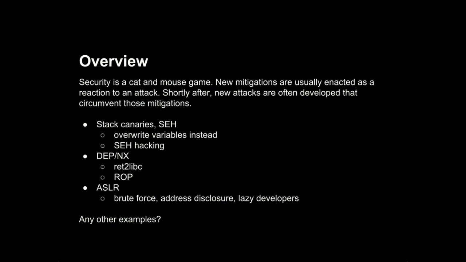So can anybody think of any other examples of mitigations and then the security community's response to them? This is not limited to binaries, like even physical security or web security. What's a typical attack vector, and then how is that mitigated? So like web, for instance. Do you have captchas defeated, you know, bots just brute forcing passwords all the time? Yes, thank you, Owen.